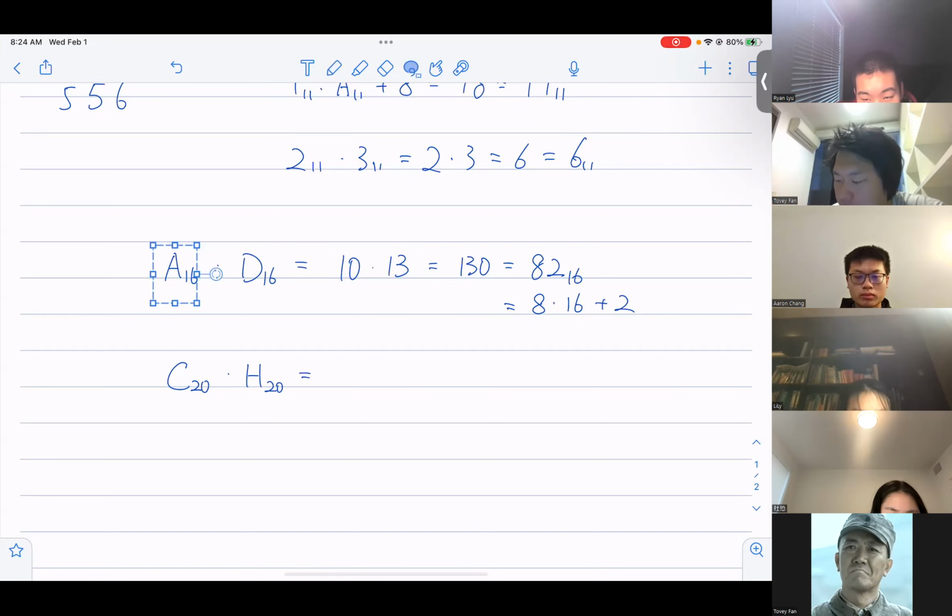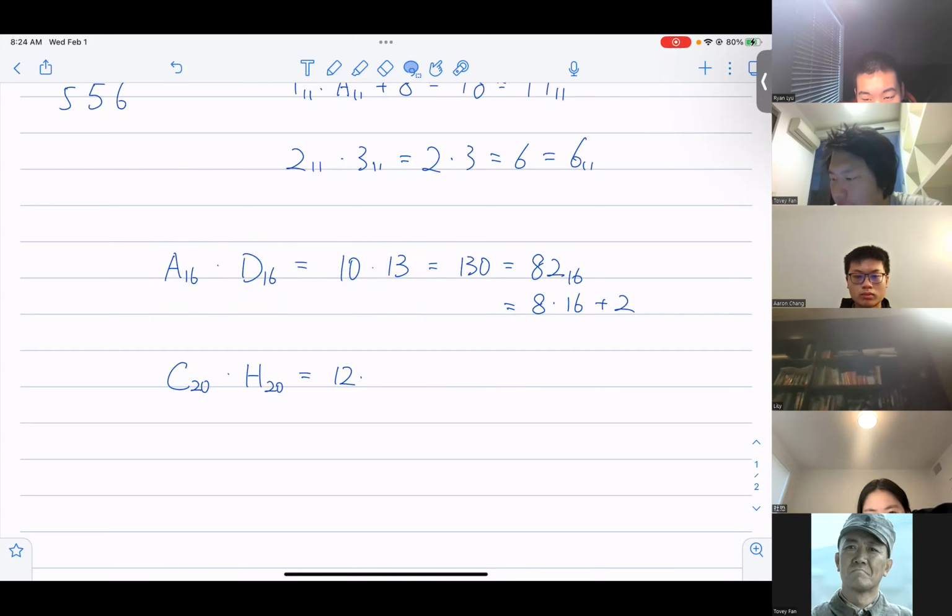Okay, so A is 10, B is 11, C is 12. Right? D is 13, E is 14, F is 15, G is 16, H is 17, okay? H is 17. So you do 12 times 17. I'm just going to use a calculator here. This is 204. Okay?